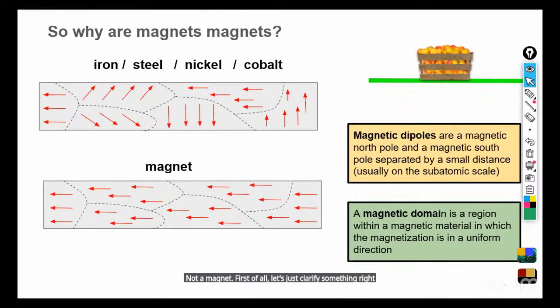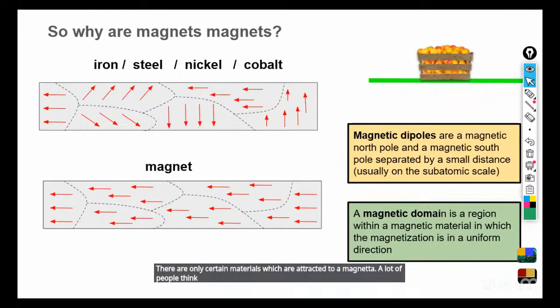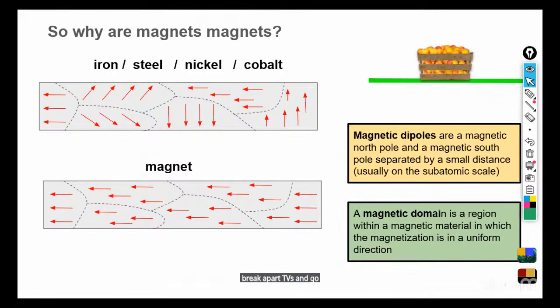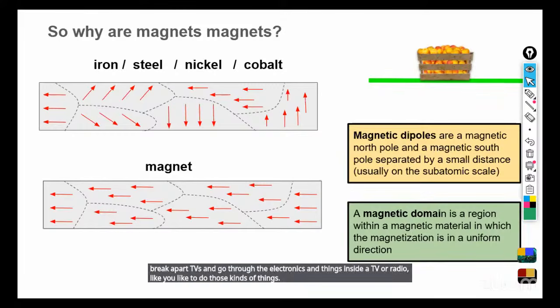There are only certain materials which are attracted to a magnet. A lot of people think magnets attract any metal. For those who like to play around with science stuff at home, like you like to break apart speakers and break apart TVs and go through the electronics inside a TV or a radio, you would have realized by now, not all metals are attracted to magnets.